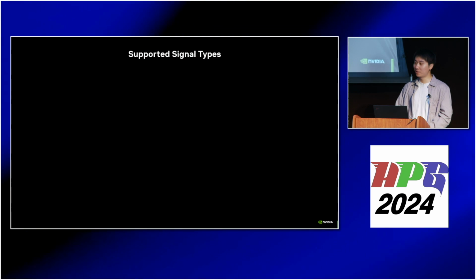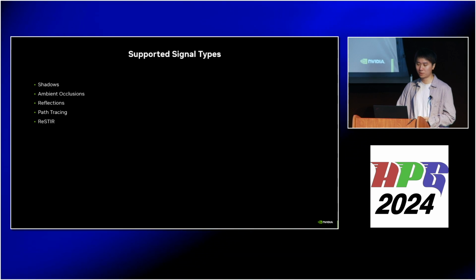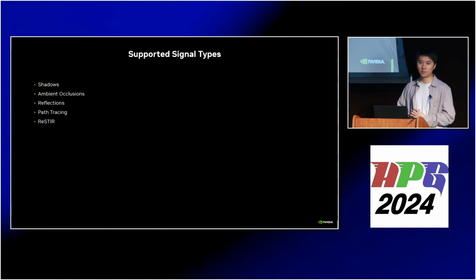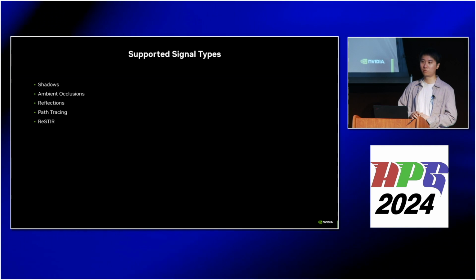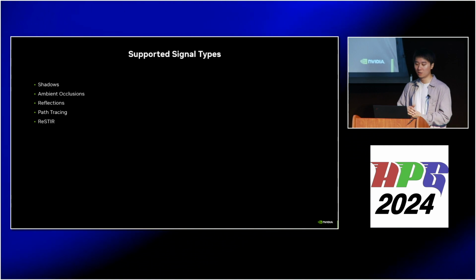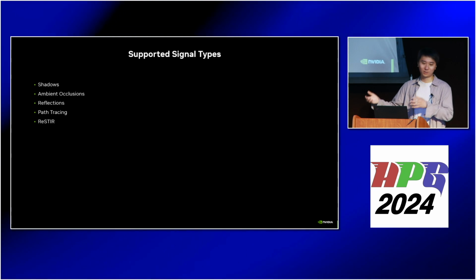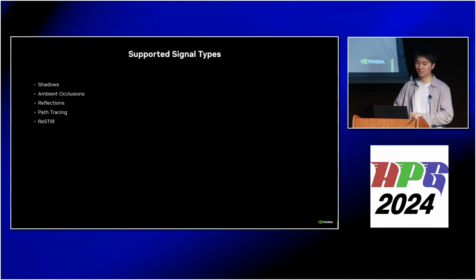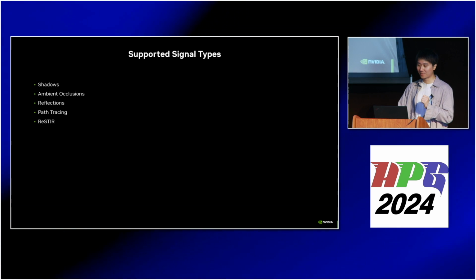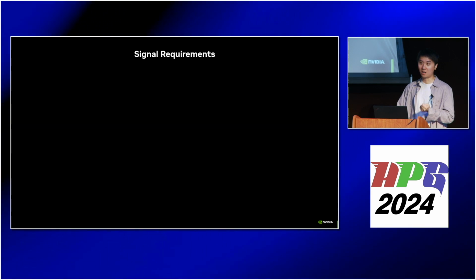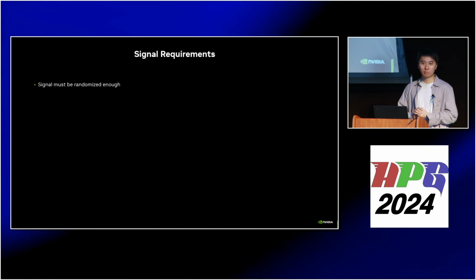So for the supported signal type, it's a pretty agnostic model, so it supports pretty much everything, from the simple things to ray tracing to the most advanced ReSTIR or path tracing or world space caching, what have you. The model is trained just to take noisy signals and remove the noise while maintaining the details, I guess. But there is a somewhat tricky requirement on the signal itself. One of the big things is that the signal must be random.